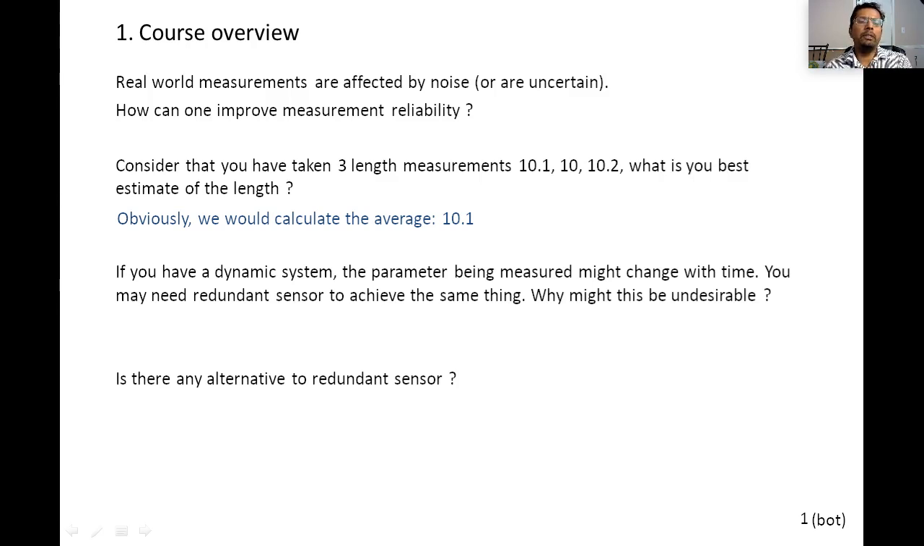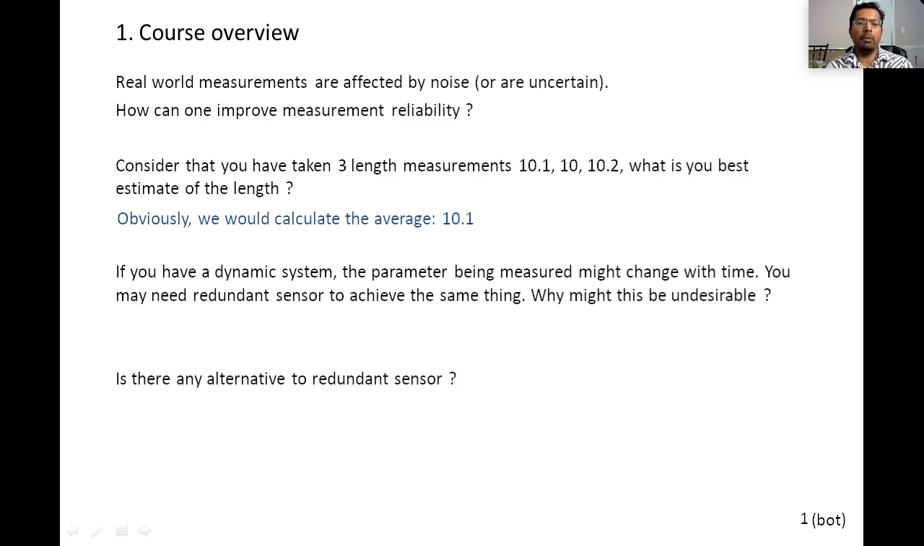Let's take an example of a dynamic system whose parameter keeps changing. Now the question becomes, how would I do the averaging? Obviously, if I take three consecutive measurements and average them, my system itself might have changed in that time, which would not be great to average. The other option would be to make multiple simultaneous measurements, which would require more sensors. For instance, if you wanted three measurements, you'd have three sensors.